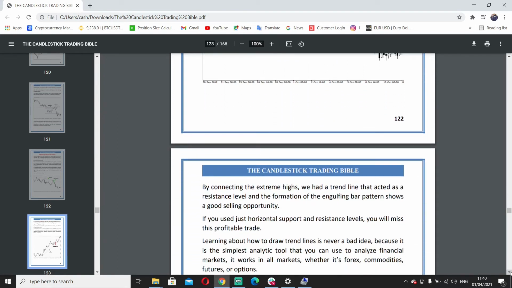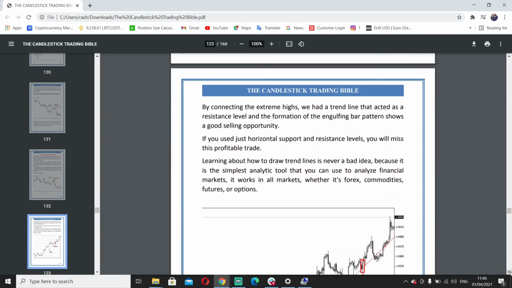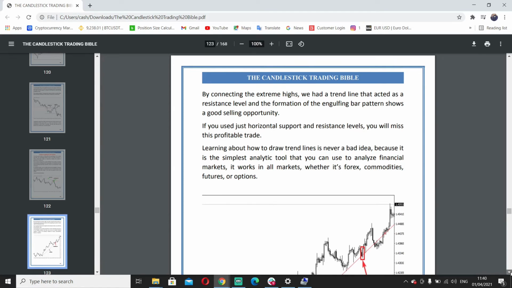So by connecting the extreme highs, we had a trend line that acted as a resistance level, and the formation of the engulfing bar pattern shows a good selling opportunity. If you use just horizontal support and resistance levels, you will miss this profitable trade.